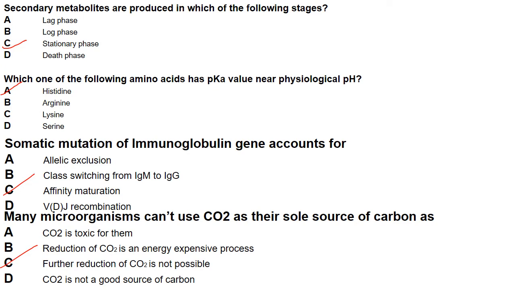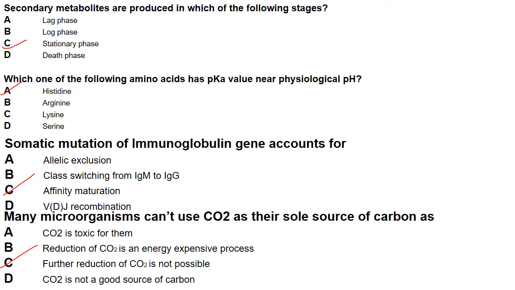Then which one of the following amino acids has a pKa value near the physiological pH? That is histidine. Histidine has a pK value near 7, 6 point something it is. I don't remember exactly. Okay.